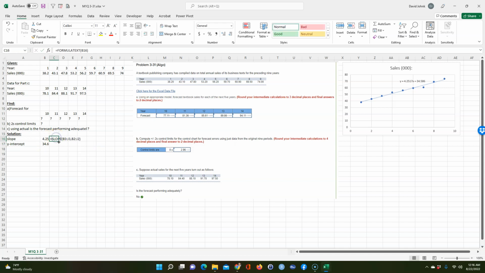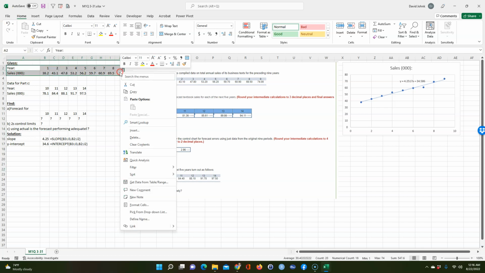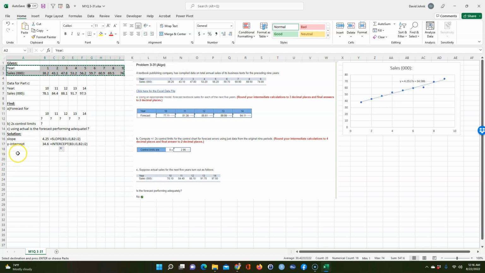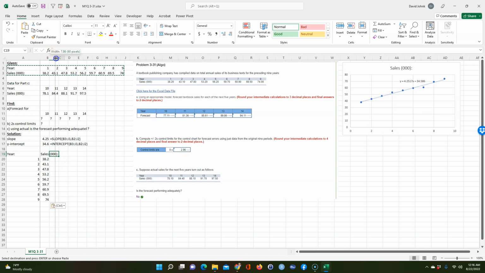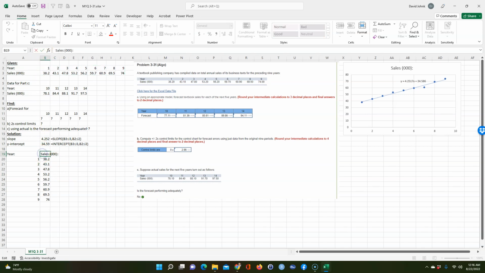I like to do this vertically, so I'm going to highlight this, copy it, and paste it down here with transpose to flip it. So we have our sales, and I'm not going to get rid of the 0, 0, 0, it doesn't really matter. Then we can put in our forecast number here.